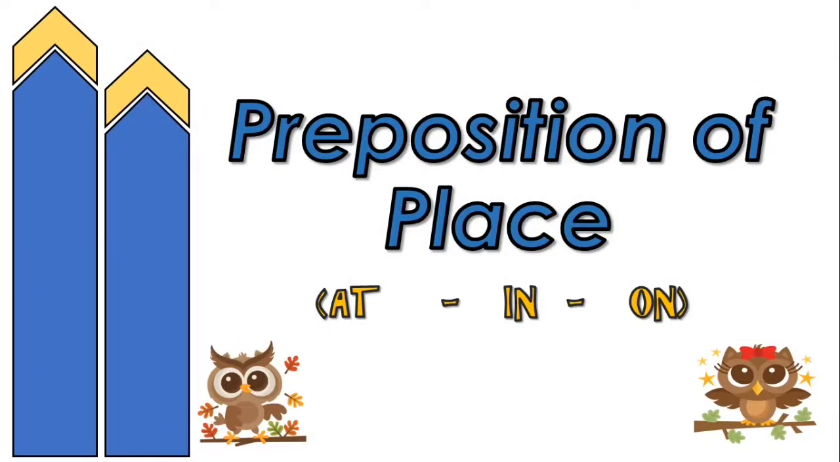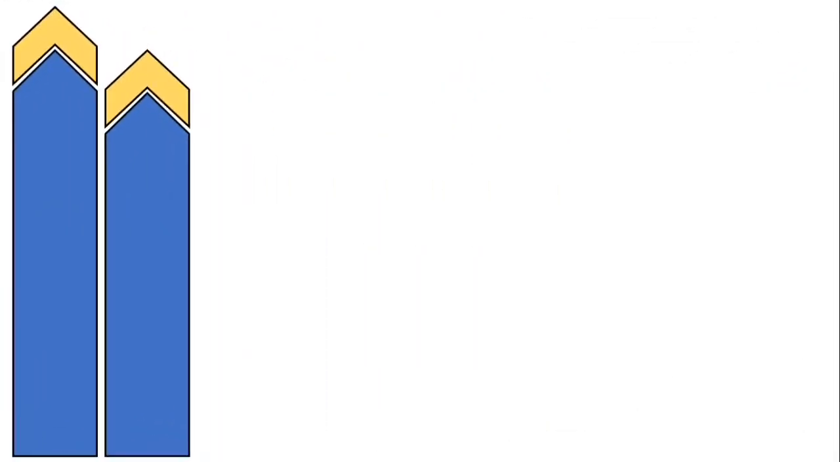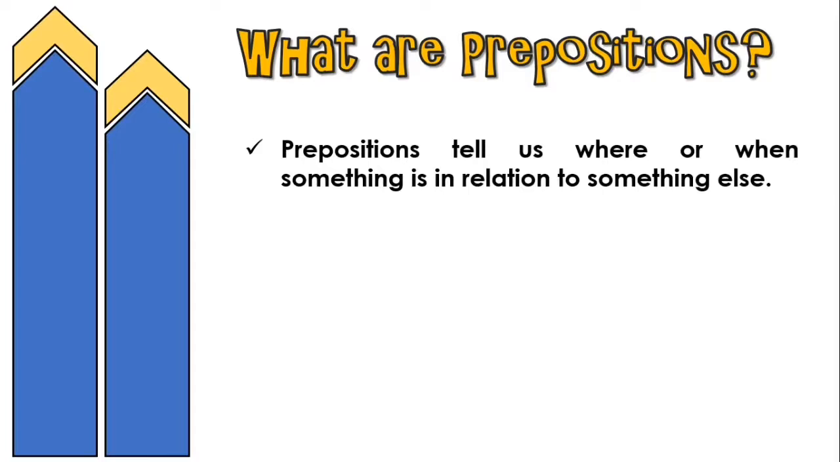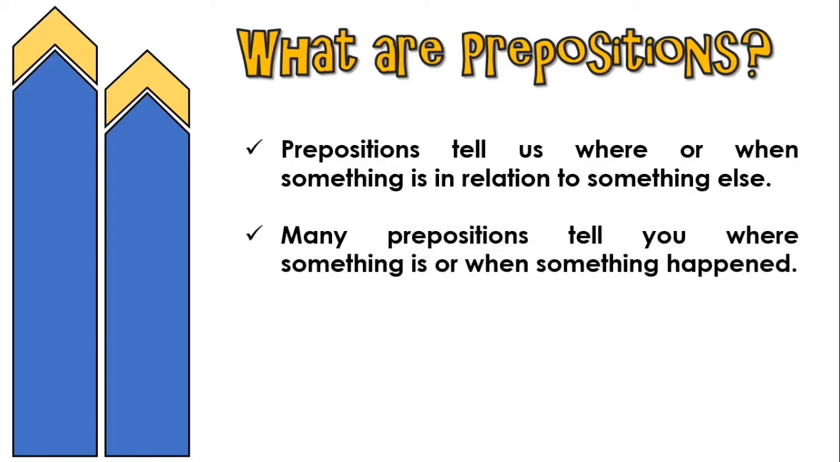We will start our discussion about preposition of place, at, in, and on by providing the definition of prepositions. So what are prepositions? Prepositions tell us where or when something is in relation to something else, meaning one of the functions of prepositions is to establish a relationship or connection within the sentence to make the meaning clearer. Aside from that, prepositions also tell us where something is or when something happened. In other words, prepositions give location or time of the occurrence.